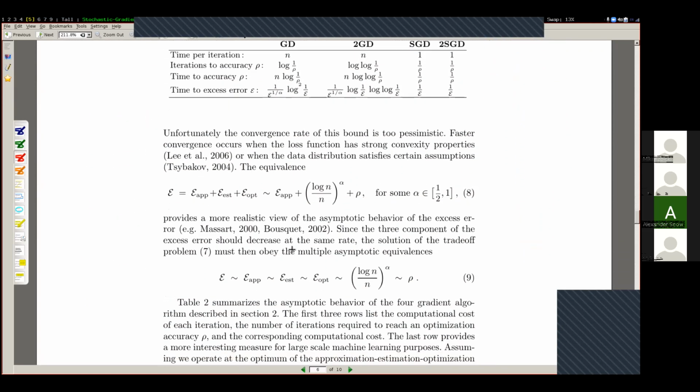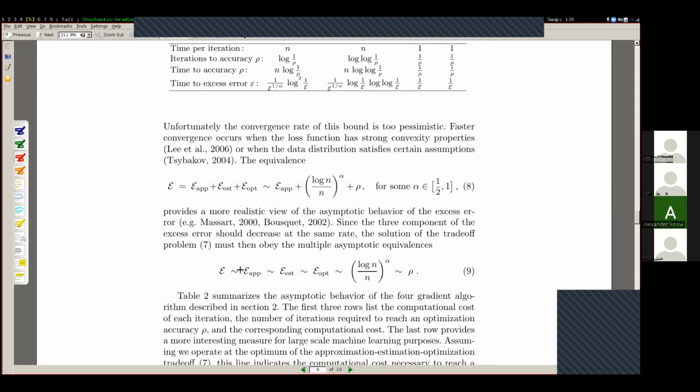And so in this equation 8 right here and equation 9, anytime you see this tilde, A tilde B, that's equivalent to saying that A equals theta of B in our big O notation. It's basically equal to each other asymptotically, both upper bounded and lower bounded by B. So we're setting all these things to be asymptotically equal to each other, and then we'll solve for the optimal values to make all these terms actually decrease at the same rate, instead of making this thing decrease faster than these ones.